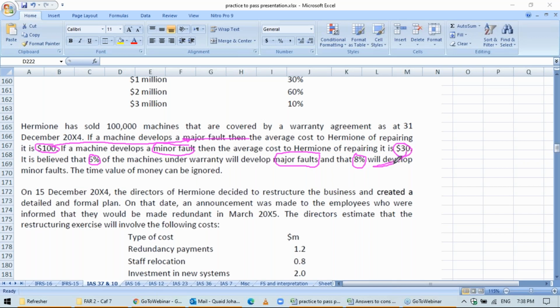Minor fault will result in a $30 repair. So now what will be the cost? The cost depends on the sale. The more they sell, the more will be the liability. If they have not sold anything, they won't record the liability. The obligation, the binding activity, is due to the sales. So 100,000 is the sales. Out of 100,000, 6% is the chances of major faults. So what working will take place over here? Let me do the working.